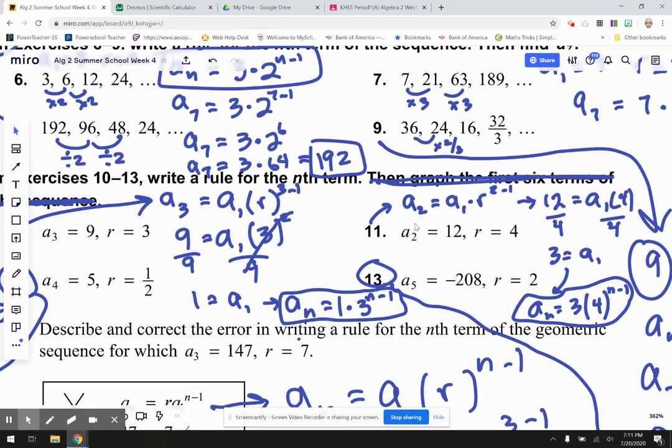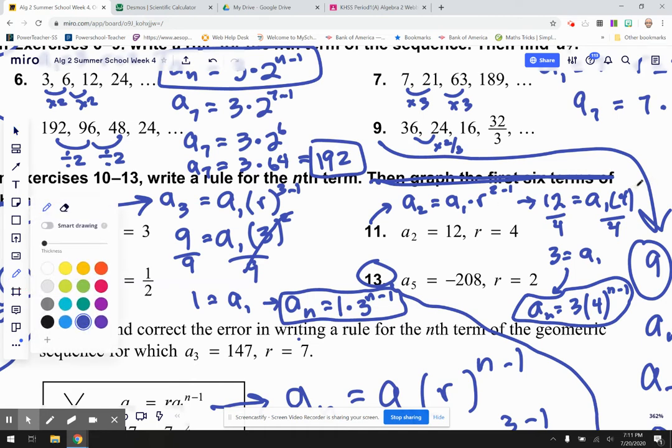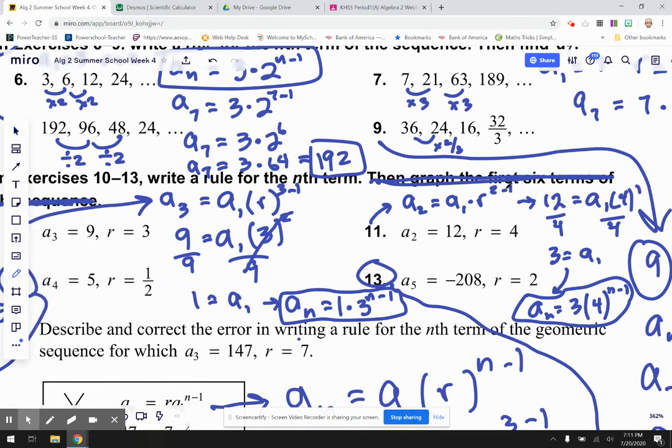When you do number 11, they're giving you A2. So it's got to be 2 minus 1 up here, because the 2 is here, so the 2 goes up here. And A2 is 12, so 12 equals A1 times 4 to the first power. Now, I didn't put a 1 up there because you don't technically need a 1, but you can put a 1 there. 2 minus 1 is 1, but 4 to the first power is just 4. So if I divide by 4 on both sides, these will cancel. You'll get A1 equals 3.